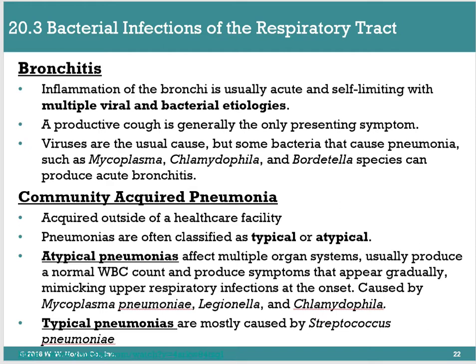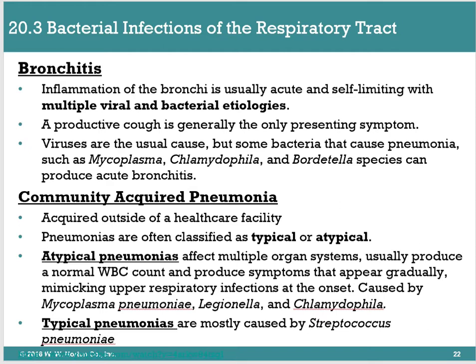But generally speaking, bronchitis is normally caused by a virus, but there are some bacteria that can cause it. And a lot of times, if you do have bronchitis, it can turn into pneumonia. And if it does turn into pneumonia, a lot of times it is caused by Mycoplasma or Bordetella species. And then with that, you have acute bronchitis on top of pneumonia. That's if it's caused bacterially.